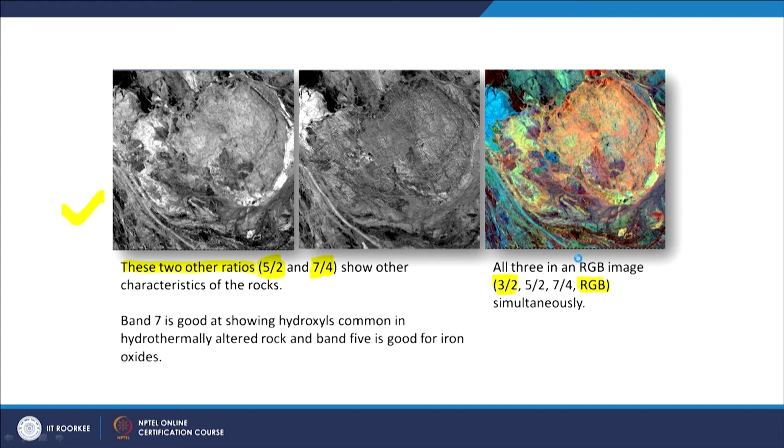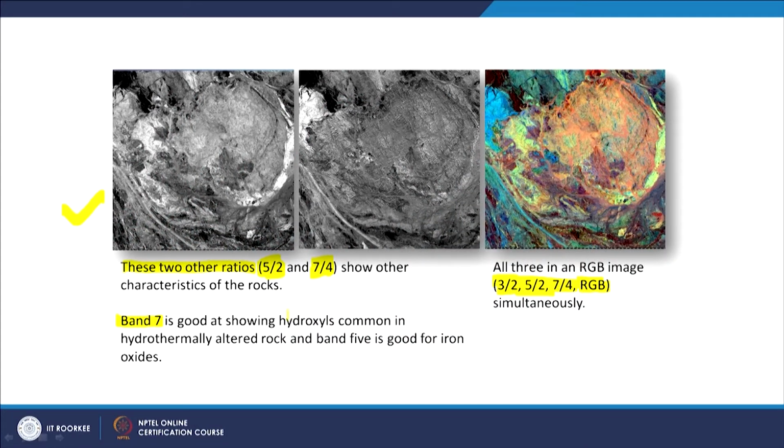So, while creating these combinations of band ratios, we have to understand how different rocks, different vegetation or different land units would respond through these spectral curves in different bands. Band 7, for example, is good for showing hydroxyls common in hydrothermally altered rock. This is more specific to our science of geology, but in other cases also, once we understand the spectral response curves for different bands of different features, then I can create those band combinations, band ratios and then finally create a composite image, which is a band ratio composite image.